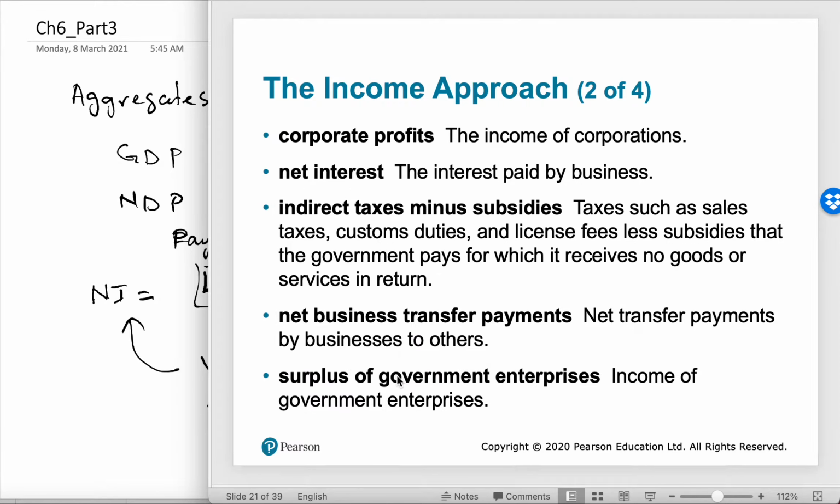Then it comes to corporate profits. These are payments to the entrepreneurship.